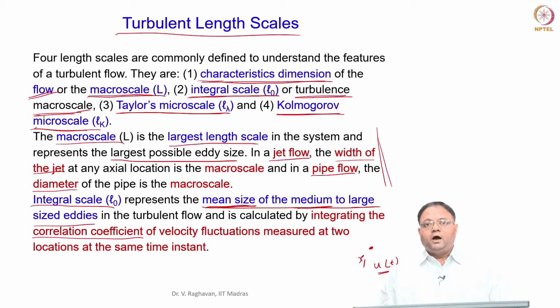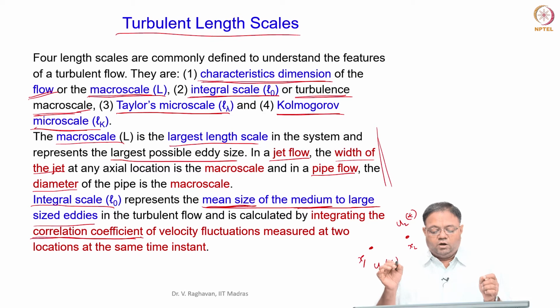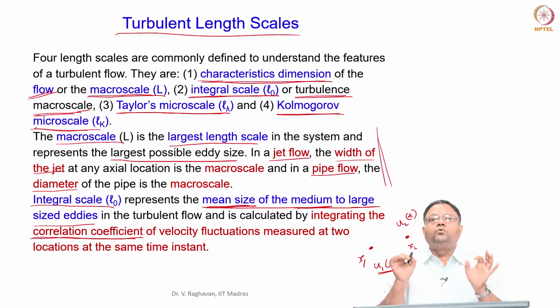I can do this for another location x2, and I get, say, this is my u1(t) and this may be u2(t). Now I can see what the relationship is between these two. That is called correlation. When I do, for example, u1 times u2, whether it is cancelling out or enhancing will give the correlation. So correlation is when I do measurements at two locations as a function of time, at the same instant, how these two correlate.